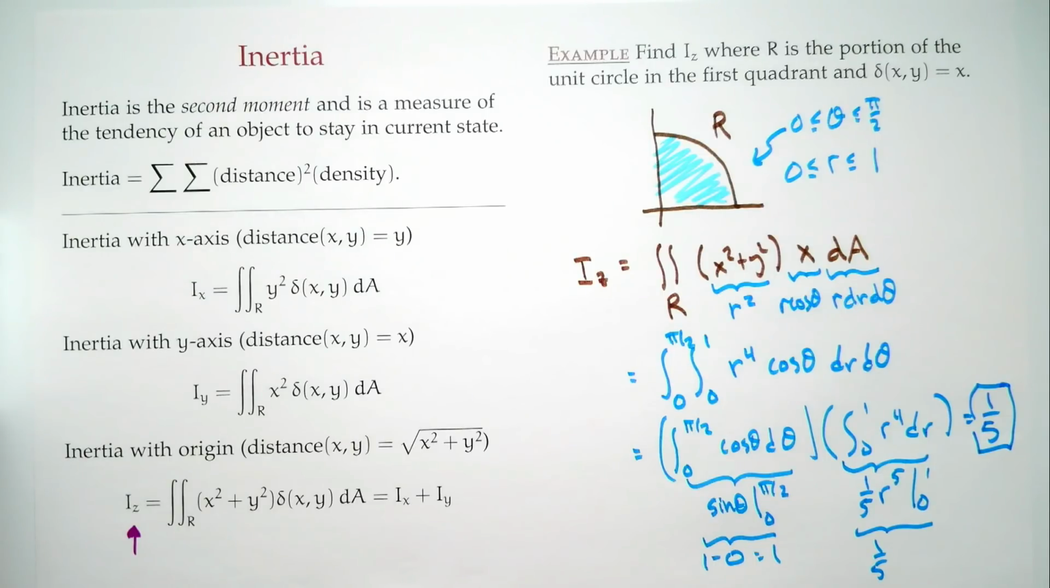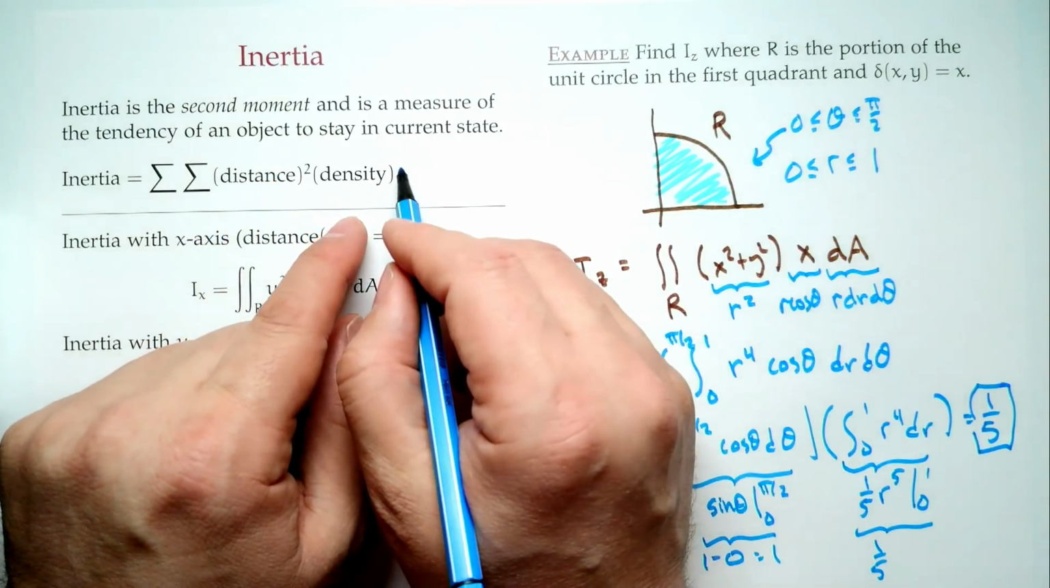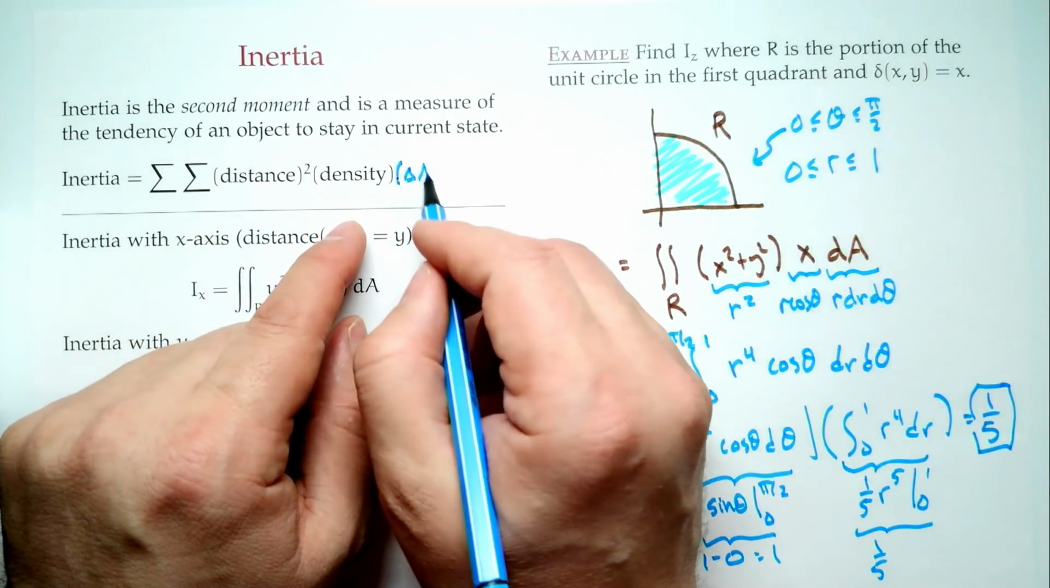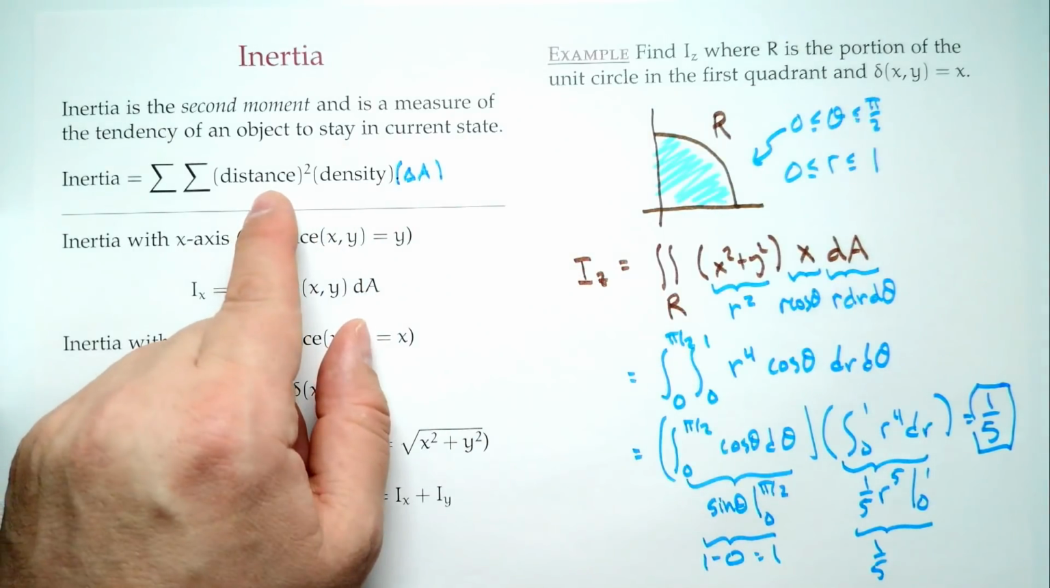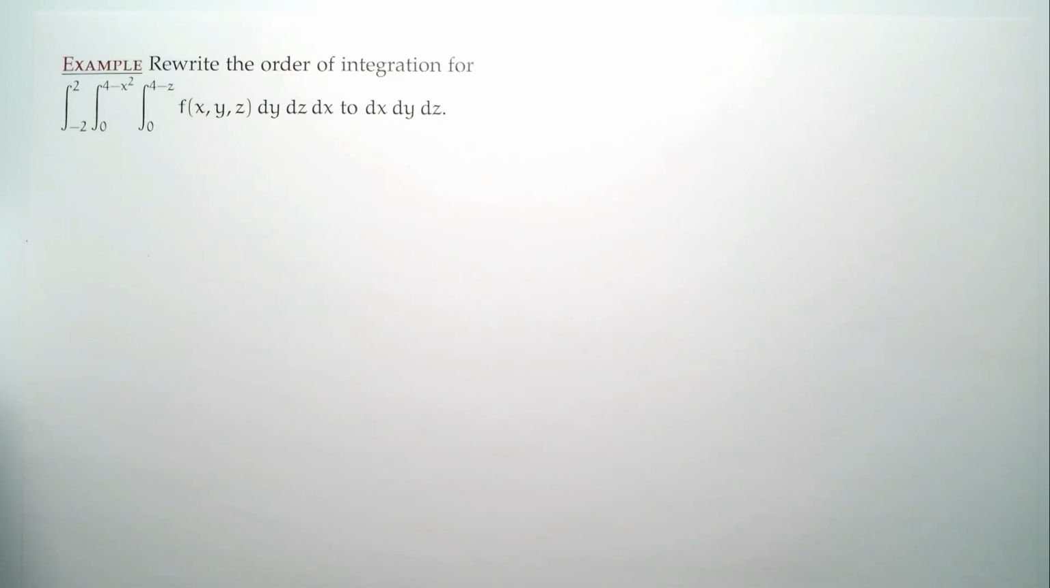Now you might say 1/5 what? Well, if you're not sure what the units are, just think about what we added. It's the square of the distance, density, and of course I should have said a little bit of area here. So it's distance squared times mass. So maybe like kilograms times meters squared.